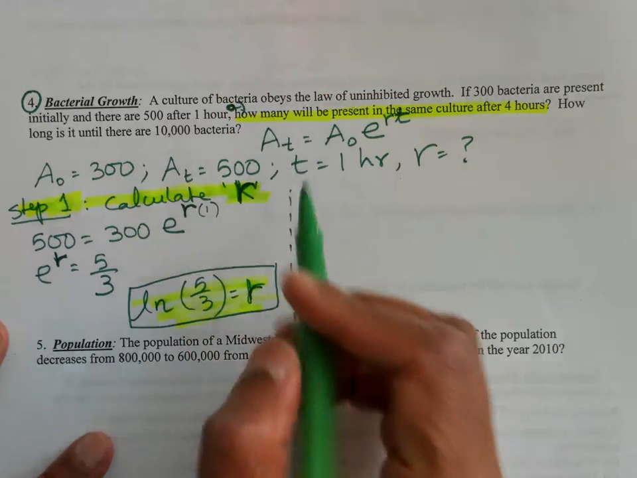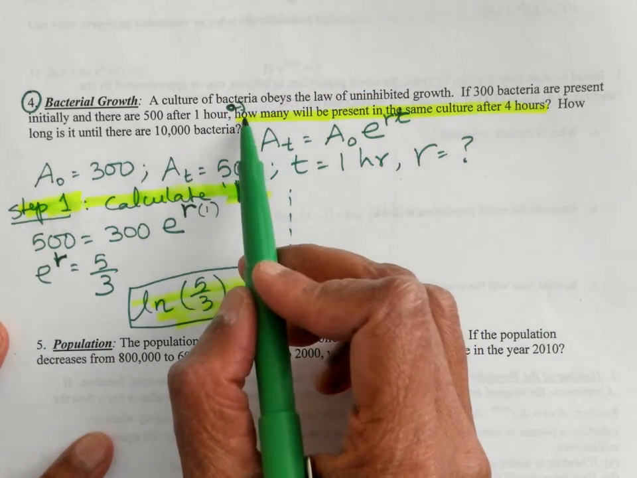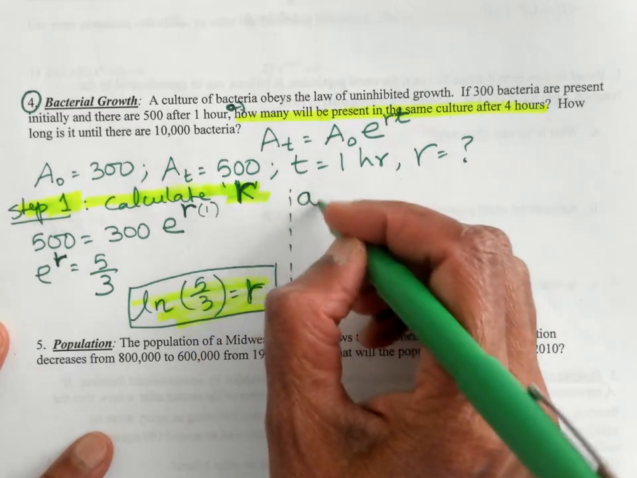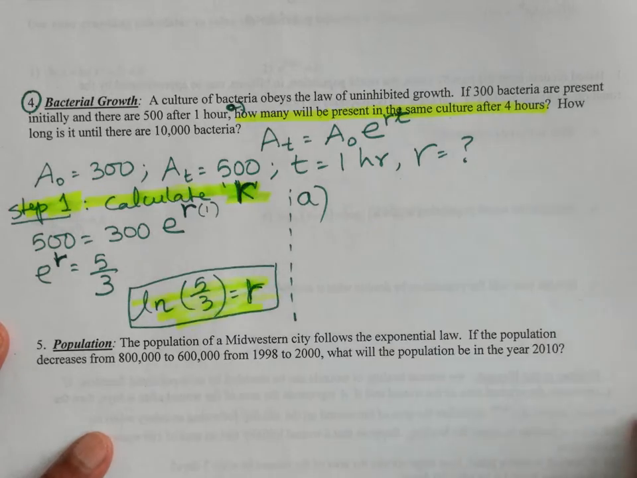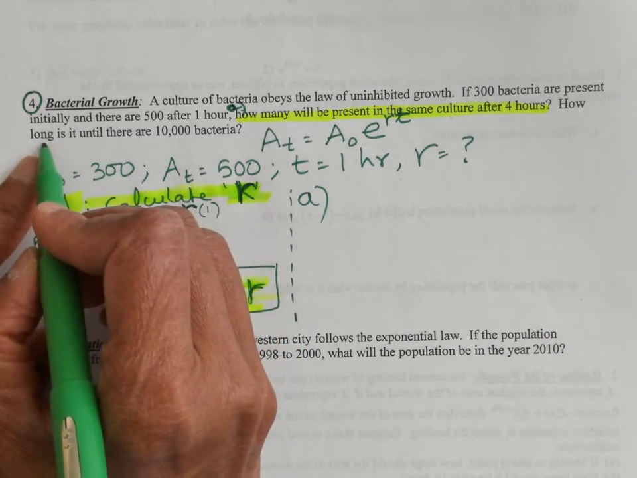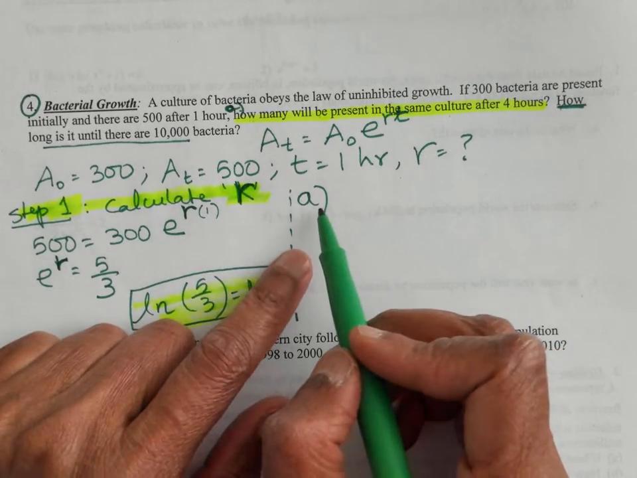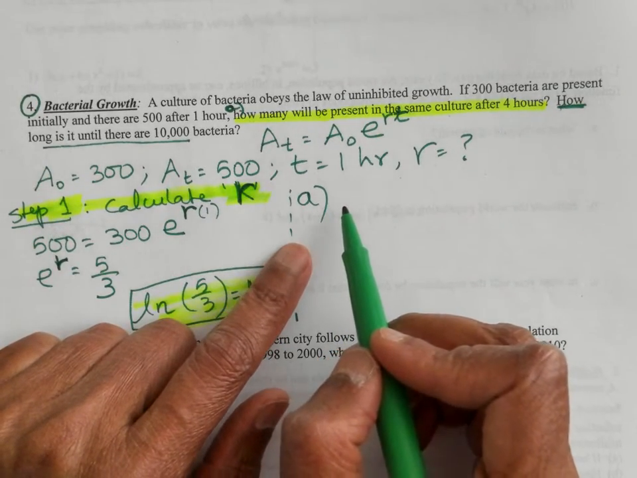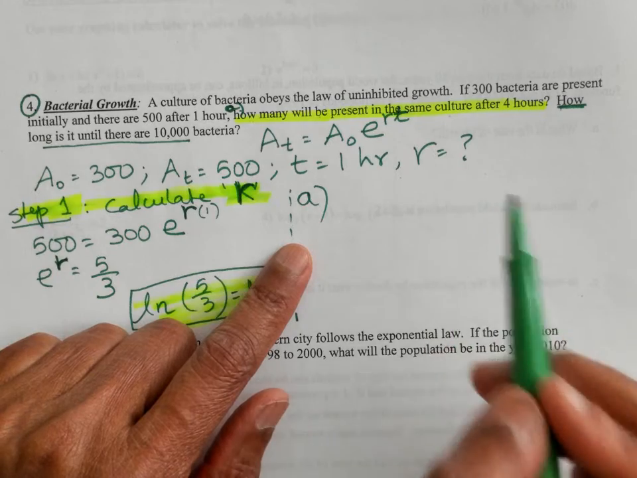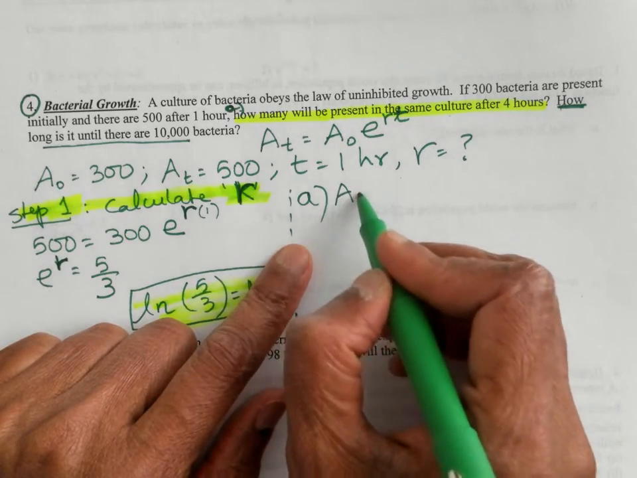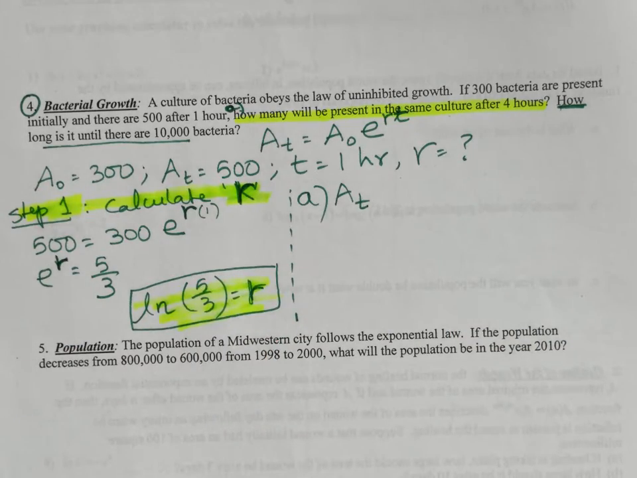There are two questions they're asking us. I'm going to call one of them A: how many will be present in the same culture after 4 hours? And then question number 2, how long is it until it reaches 10,000 bacteria? We'll get to this in a minute, but let's go ahead and solve the first one. How many will be present in the same culture after 4 hours? So what are they asking us to find? They want us to know how much bacteria after 4 hours.